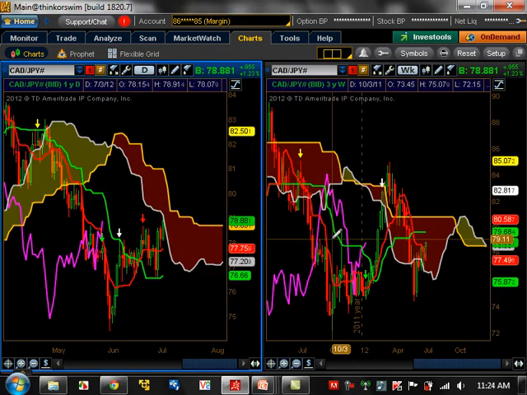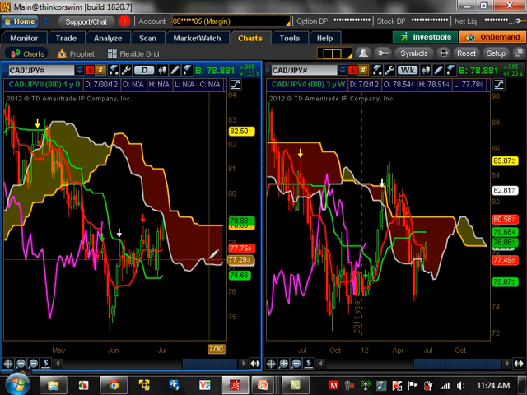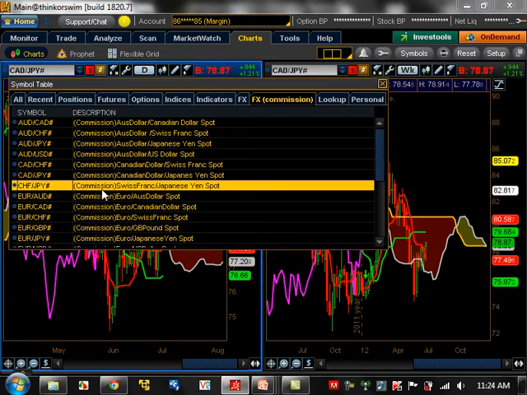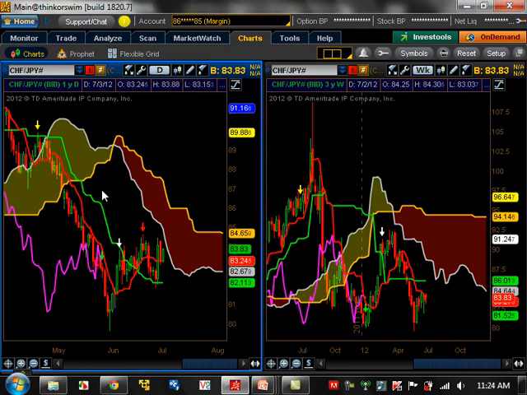CAD yen, just like Australian yen right now, hasn't really got to the Kijun-sen at all. So the resistance level on this one is going to be 79.68. The support level is going to be 77.75.